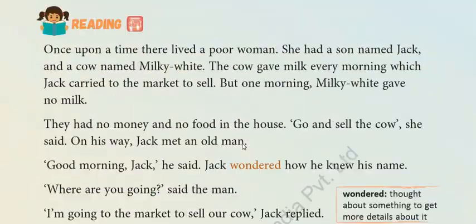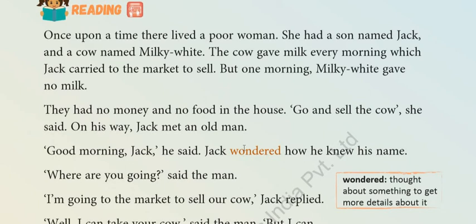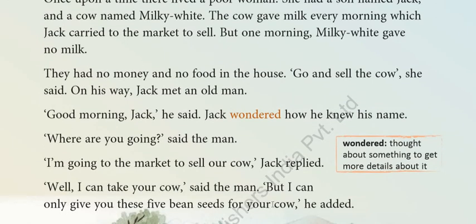Before that, I would like to ask you counter questions on the basis of this page. Be ready to listen to my question and shout the answers if you know the answer. So my dear students, the first question is, what was the name of Jack's cow? I repeat the question for you. Listen to me carefully. What was the name of Jack's cow?